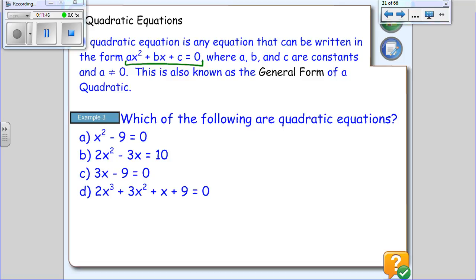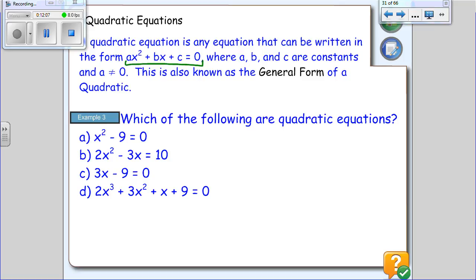So that means these numbers are all just solid numbers. They're not variables. It could be anything you really want. It could be fractions, could be decimals, could be anything. The only restriction is that a can't equal 0. That's the only restriction. We look down here. Which of the following are quadratic equations?